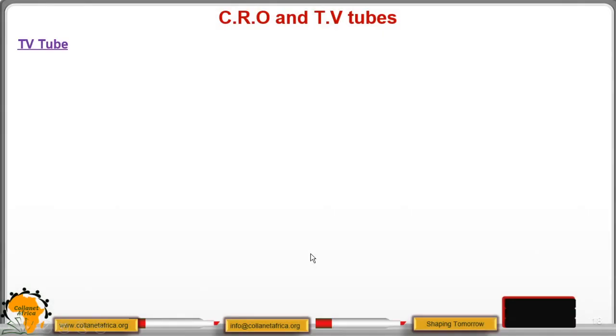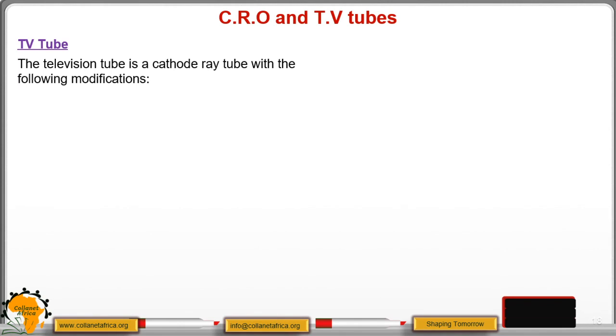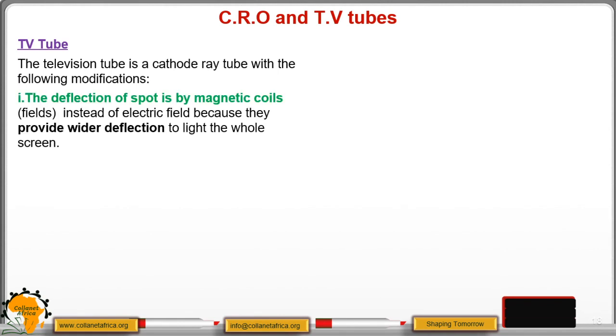Then from there we move to the TV tube. Now a television tube is a cathode ray tube with the following modification. One, the deflection of the spot is by magnetic coils. Remember, in our cathode ray oscilloscope, the deflection is due to an electric field. But in here, the deflection is due to a magnetic field. And this is made possible by what we call the magnetic coils.